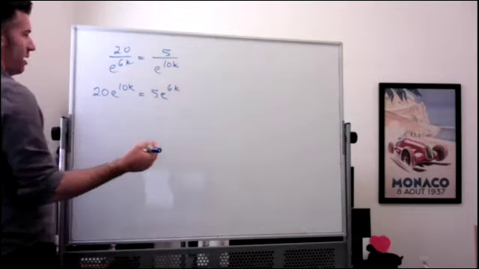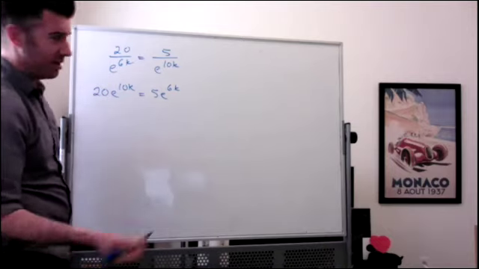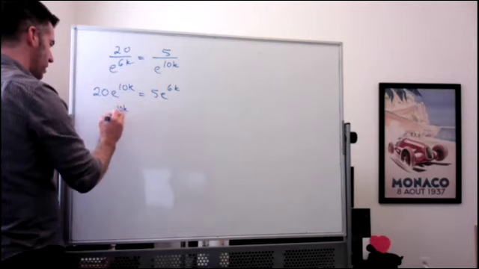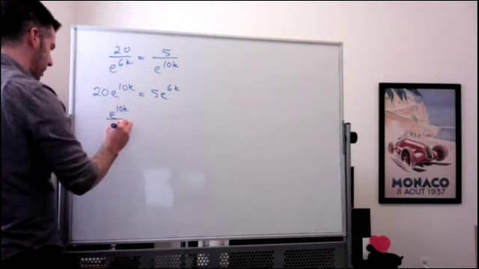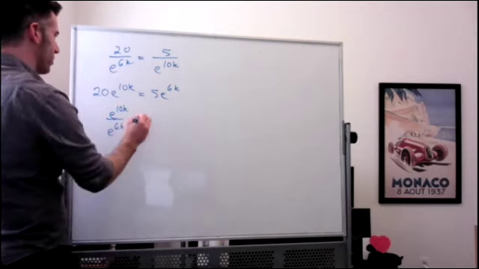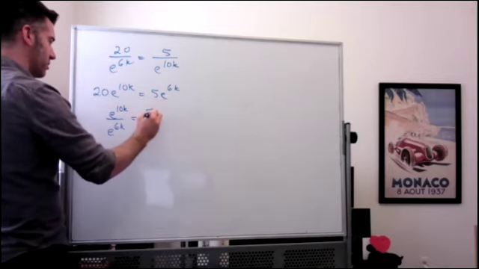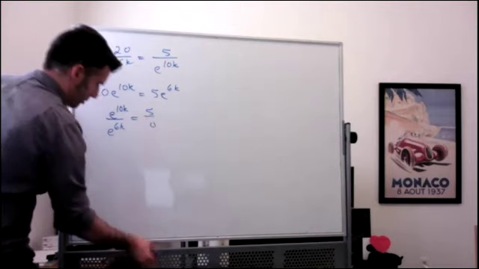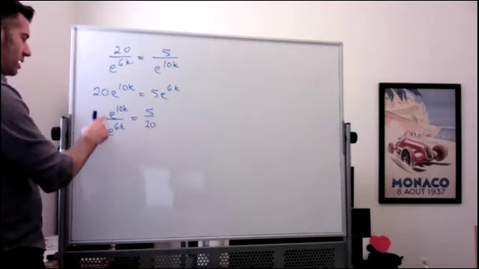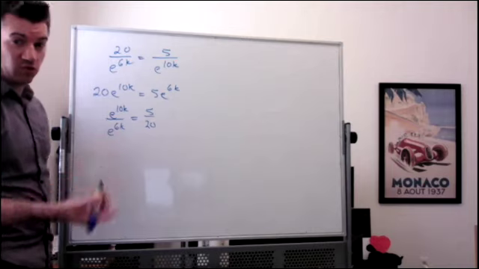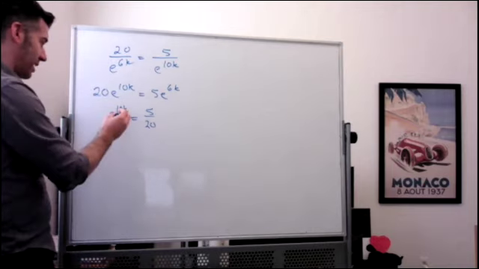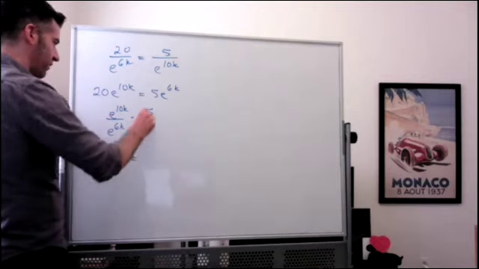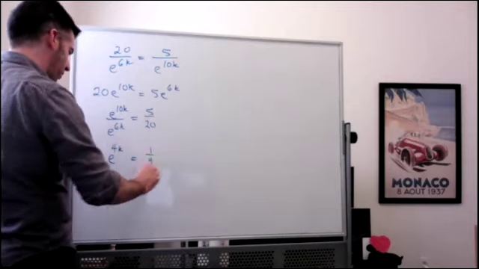Actually, cross multiplying maybe wasn't the best thing. I'm going to bring my k's to the left. So e to the 10k divided by e to the 6k equals 5 divided by 20. I'm really struggling to write down the things I'm saying. E to the 10k divided by e to the 6k, we subtract the powers. So 10k minus 6k is 4k. So e to the 4k equals 5 divided by 20, which is 1/4.